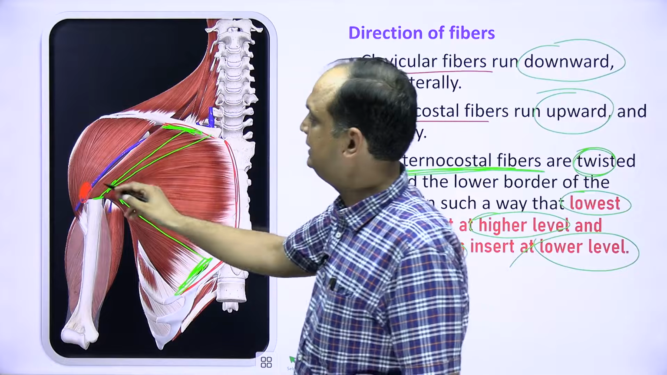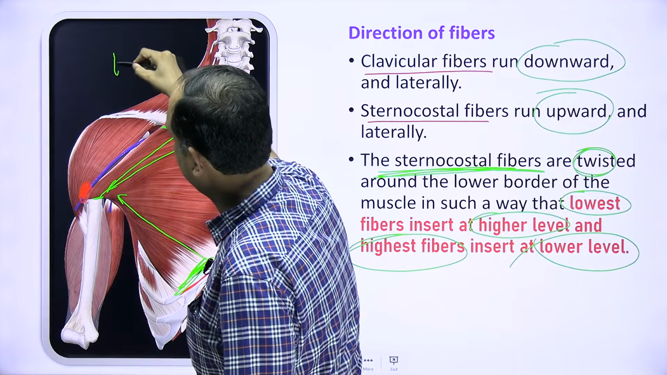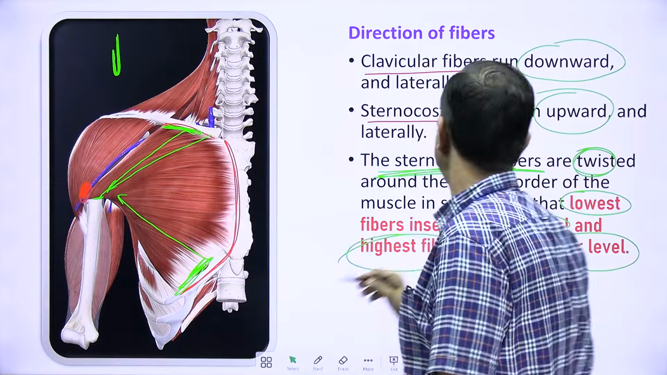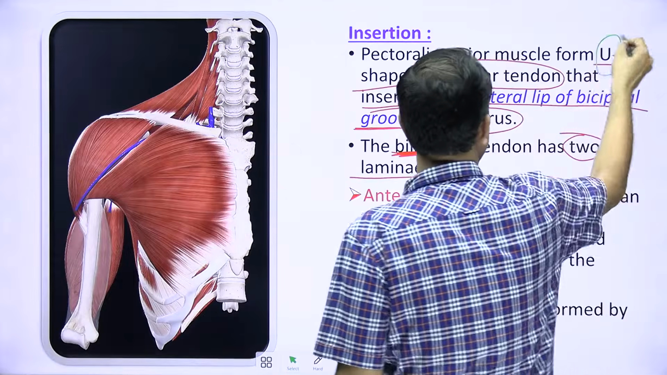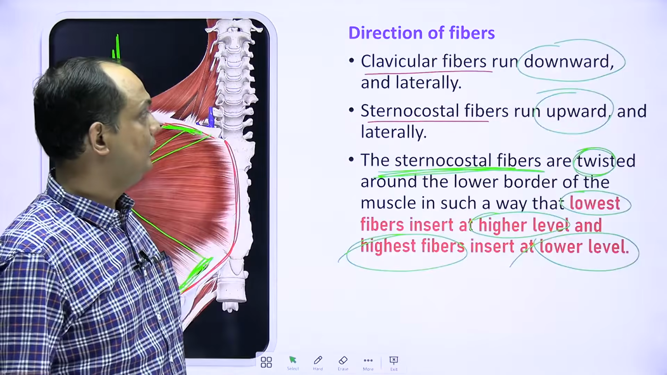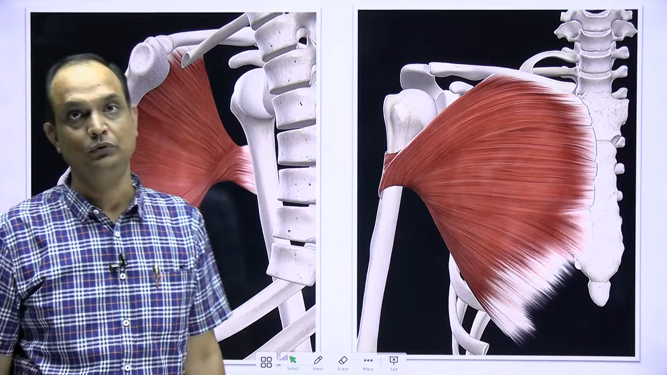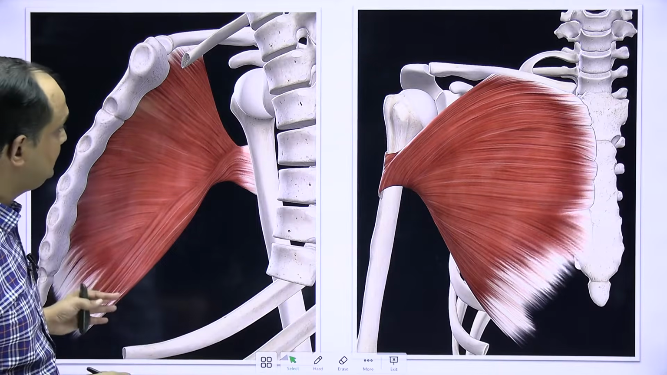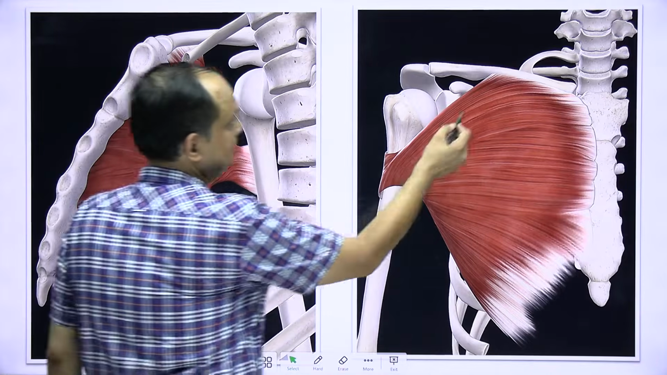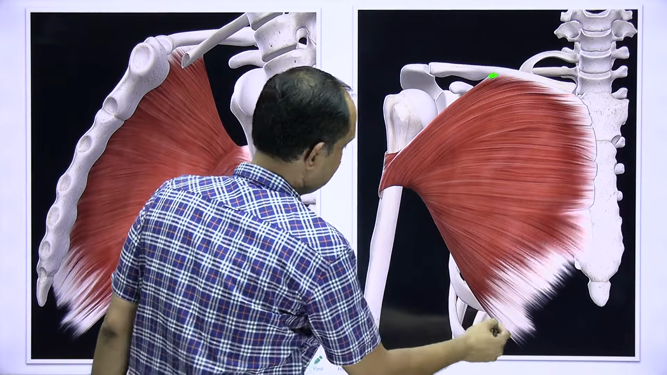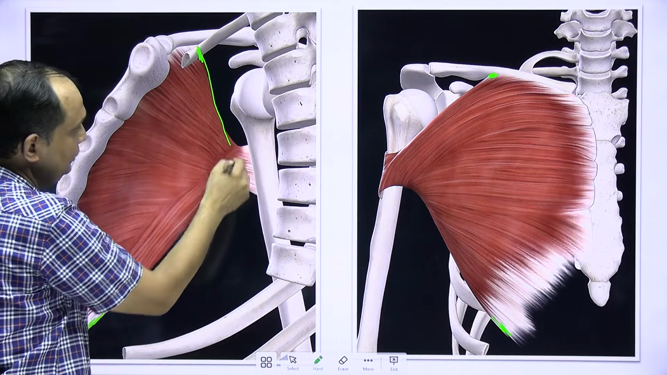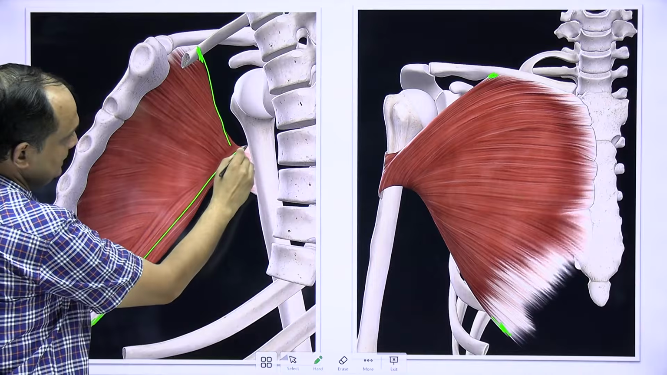Why? Because the insertion is not as simple as that, it is actually a U-shaped insertion. On the lateral lip there is a U-shaped insertion, and it is very important to understand that there are two laminae at the site of insertion. Here you can see the posterior view to understand the twisting. These are the higher fibers and these are the lower fibers. The higher fibers are going lower down, and these lower fibers are approaching at a higher level.